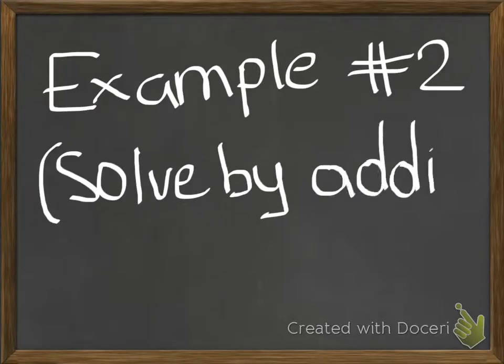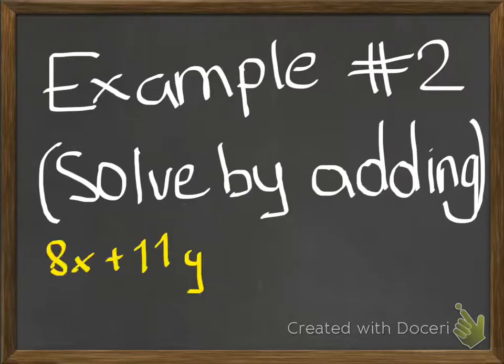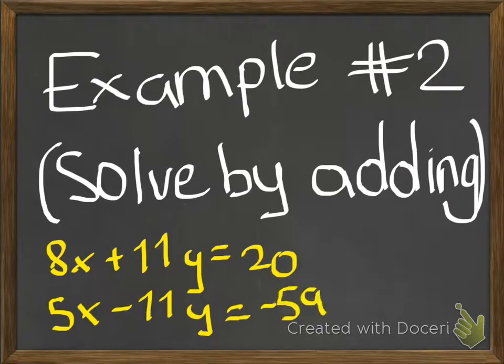Now in example problem number 2, we are going to solve by adding. The problem is 8x plus 11y equals 20 and 5x minus 11y equals negative 59. You see that there is a positive 11y and a negative 11y, so this means you need to add.